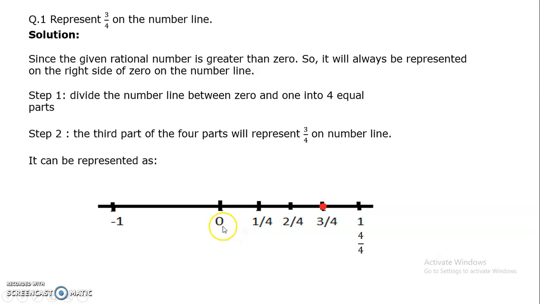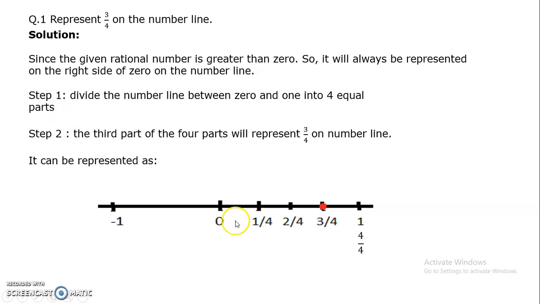Now see what we have to do is just divide the unit from 0 to 1 into 4 parts. Why are we dividing it into 4 parts? Because the number that we have to represent is 3 by 4, and 4 is the denominator of this number. If the number was 3 by 5, we would have divided the first unit from 0 to 1 into 5 parts. But here the denominator is 4.